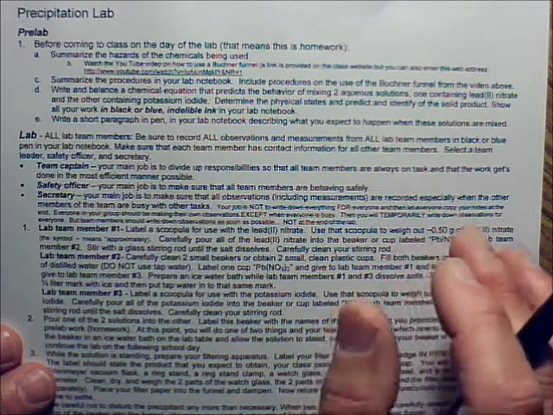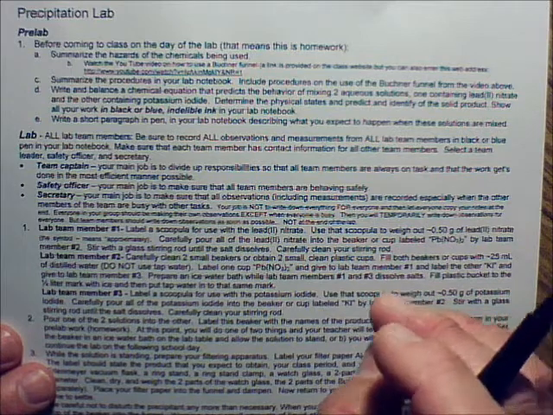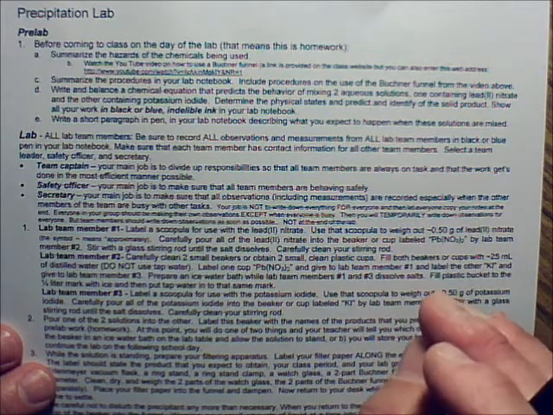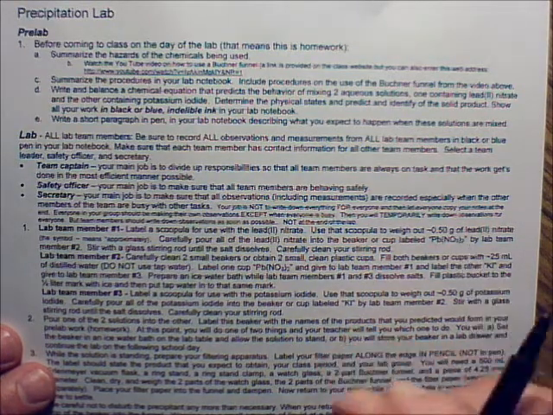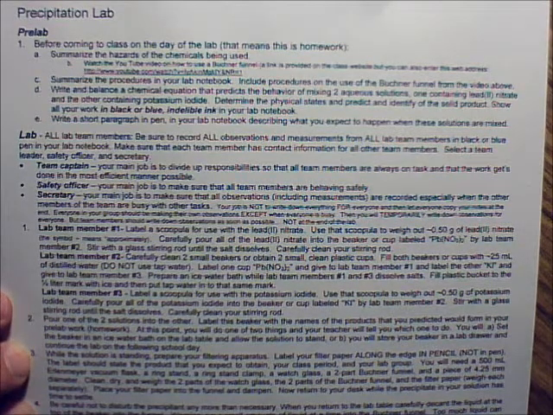But a Buckner funnel is different from one you've seen before, so I want you to be aware of what we're going to be doing with that. It's a special kind of funnel used when you're pulling a vacuum to separate your materials. So, our procedures are already given for us to write. You want us to just rewrite procedures? I don't want you to write the procedures. I want you to outline the procedures. Summarize the procedures.